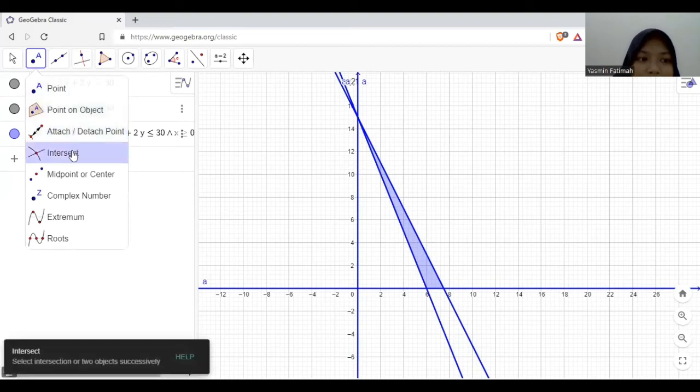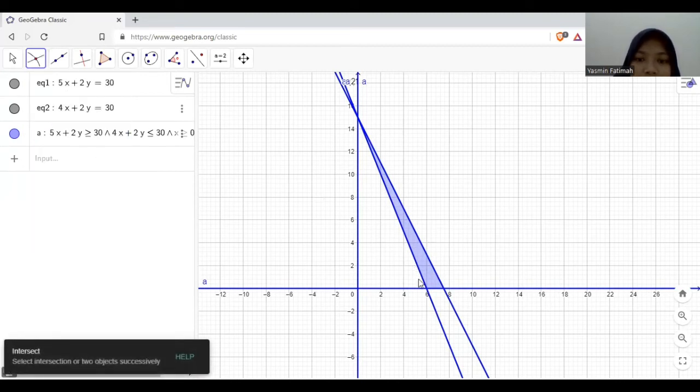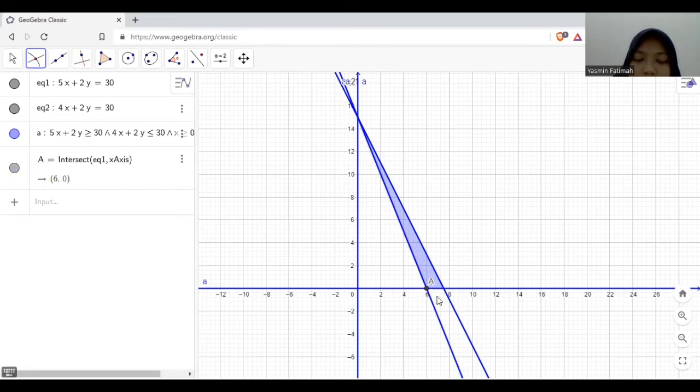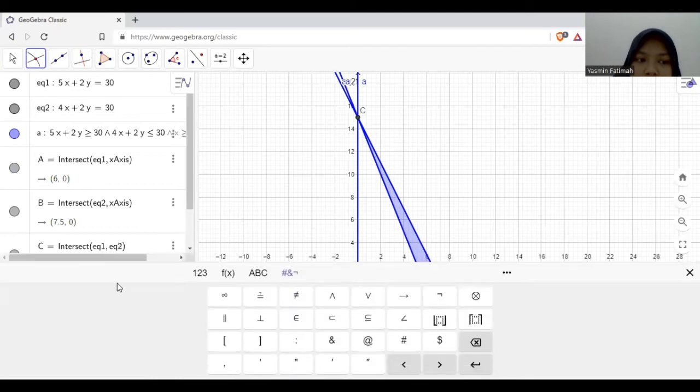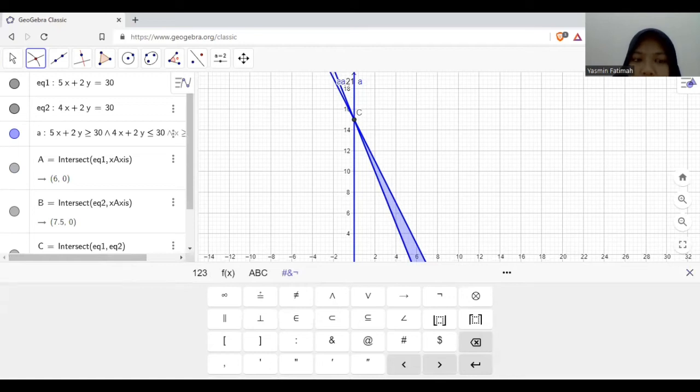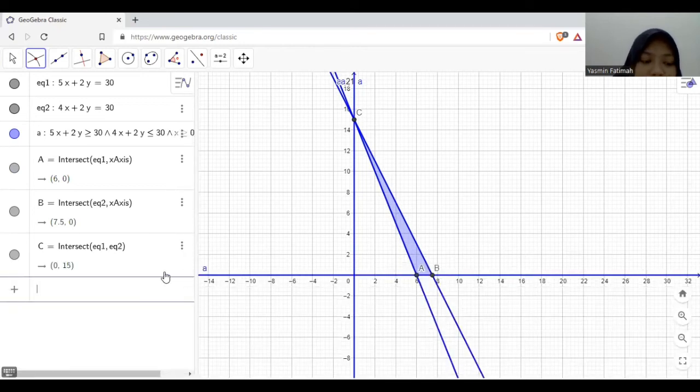And then we need to determine the intersection or the corner points. We will use this feature, intersect. The first is the intersection between equation 1 and the x-axis. We get the intersection point A, that is (6, 0). Then we determine the intersection between equation 2 and the x-axis. We get point B, and then the intersection of equation 1 and equation 2. We get it here.